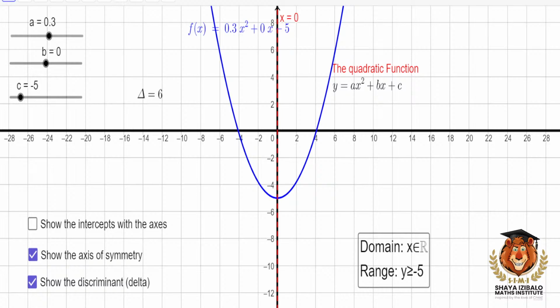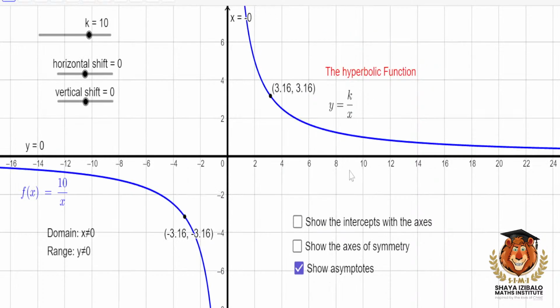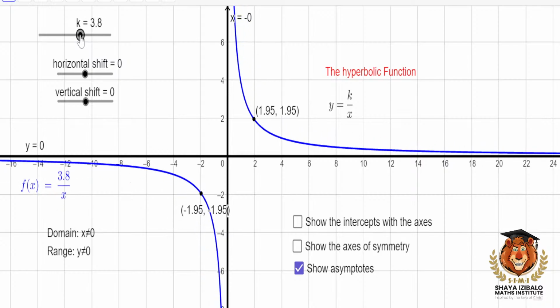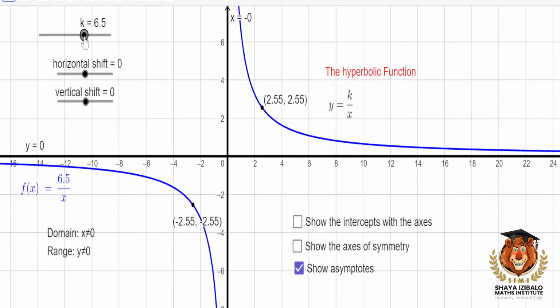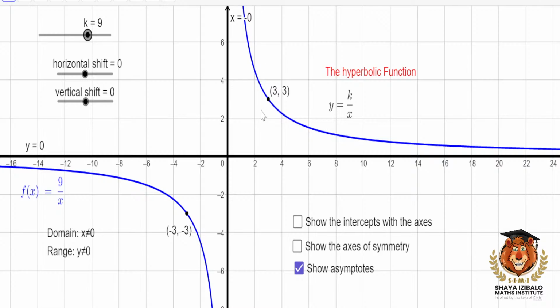The next one we're going to look at is the hyperbola. Here it is. This one has not been shifted horizontally or vertically. The asymptotes are the axes, and notice that k is the value on the top here. For the point that I'm plotting, those 2 points there, I'm going to make k equal to 9, and you'll see that those 2 points are 3, 3, and -3, -3.